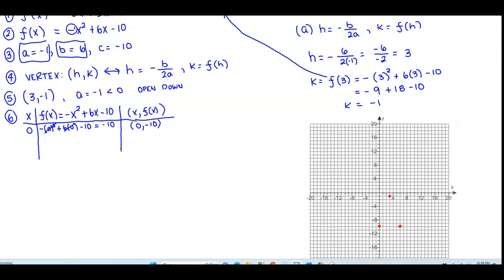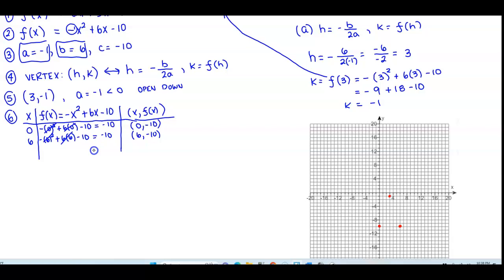So let's just plug in 6 to see if we get that. Okay, so if we plug in 6, we have negative 6 squared plus 6 times 6, and then we're going to subtract 10. Okay, so let's see what happens, right? Well, this becomes negative 36 plus 36. Well, that's going to give us 0, and we end up getting negative 10. So the other ordered pair is going to be 6, negative 10. So we saw that here.